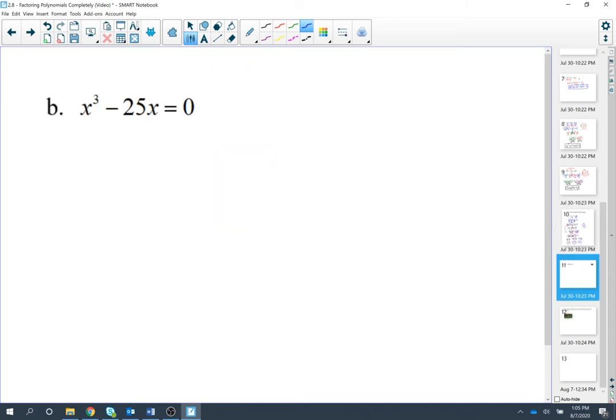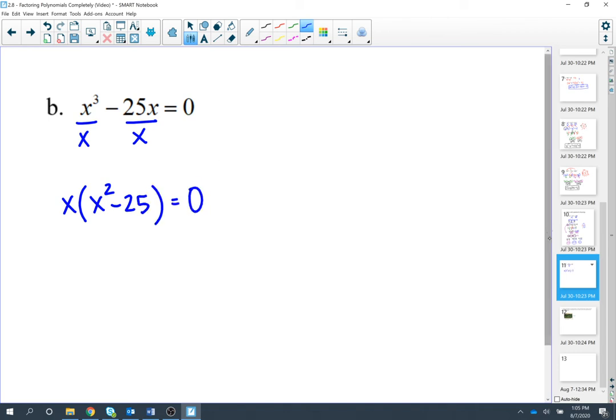Next one, letter B. X cubed minus 25x equals 0. Okay, so the good news, it's equal to 0. Bad news, it's not factored. So, factor. Leading term is positive. Is there a GCF? Yes. Both of these can at least simplify down by an x, which leaves me an x squared minus 25.